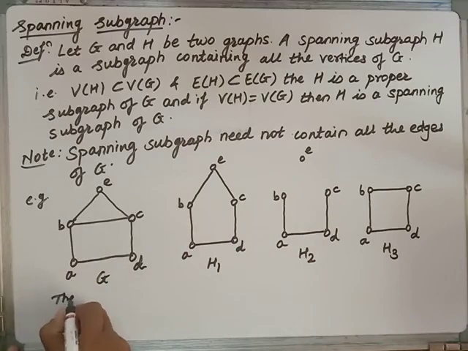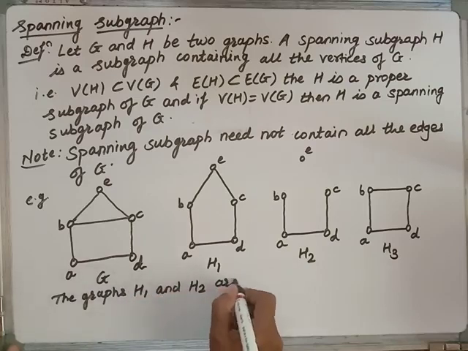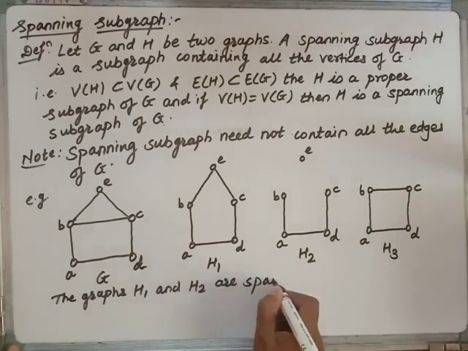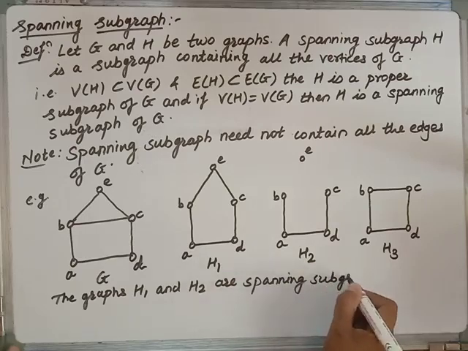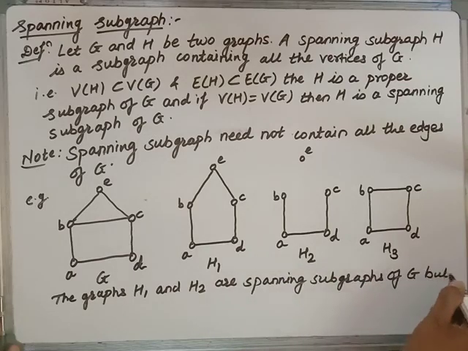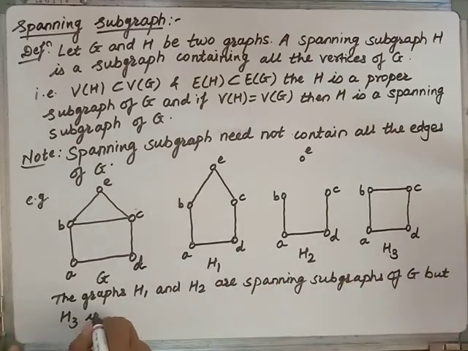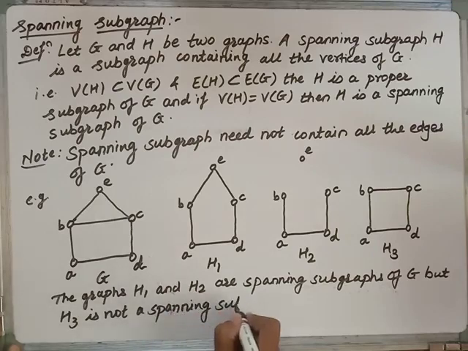The graphs H1 and H2 are spanning subgraphs of G, but H3 is not a spanning subgraph of G.